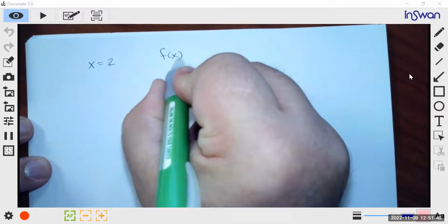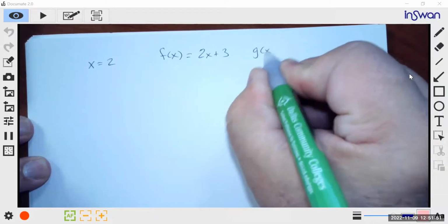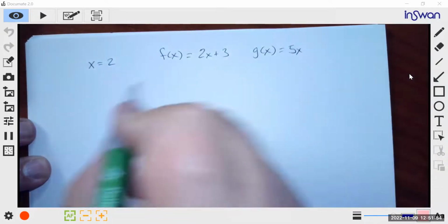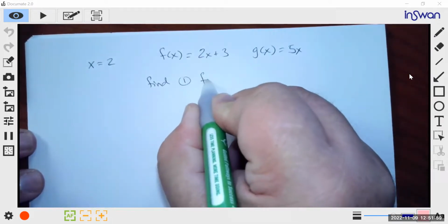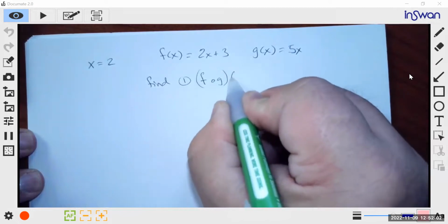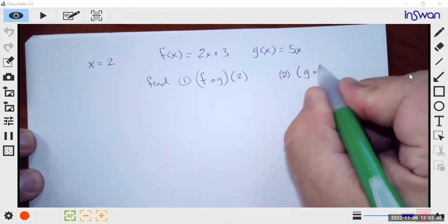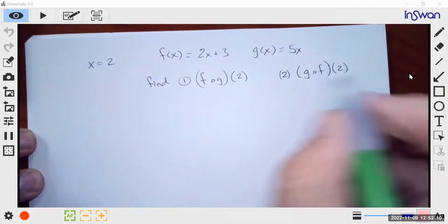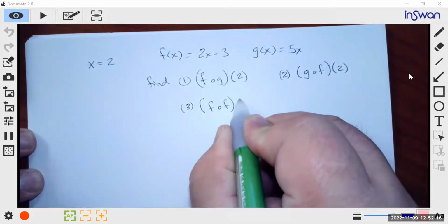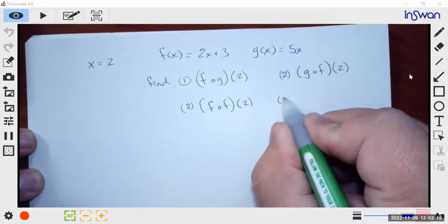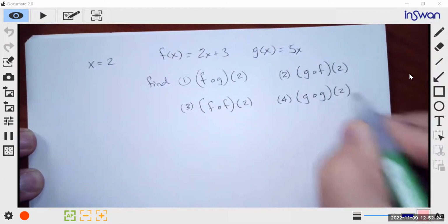and f of x equals 2x plus 3 and g of x equals 5x, find f of g of 2, g of f of 2, f of f of 2, g of g of 2.